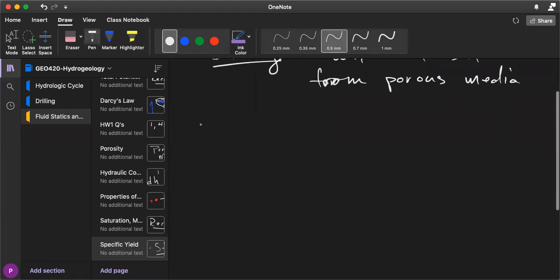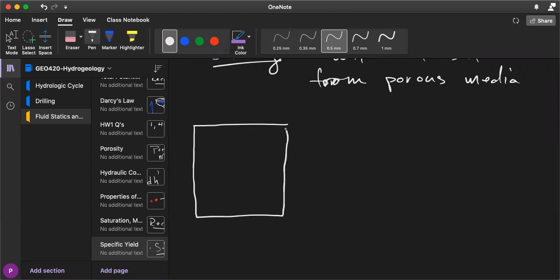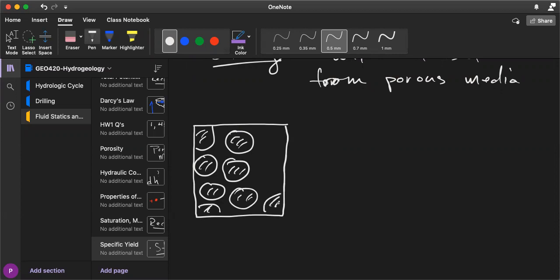Let's start off with a block of porous media and it's fully saturated. So now we know what that means. What does it mean when I say it has a saturation of 1? Yep, the volume of voids is equal to the volume of water. So all the voids are filled with water.